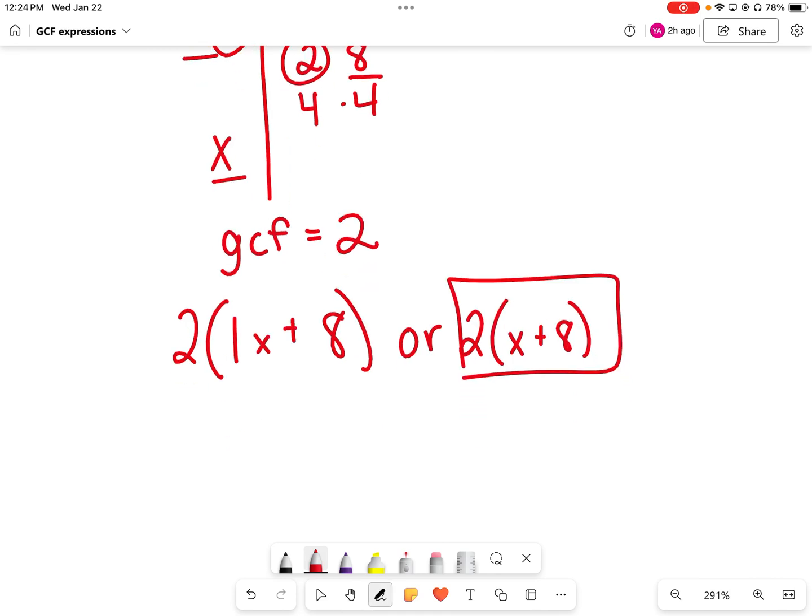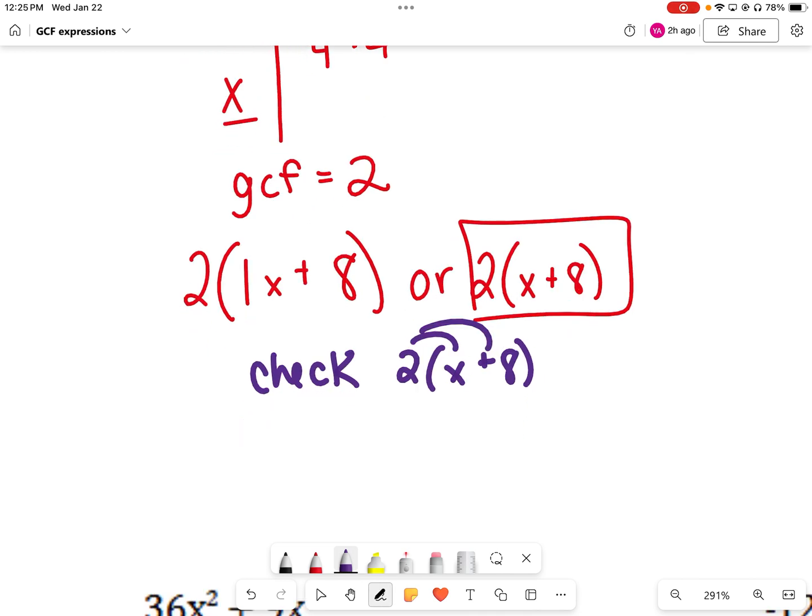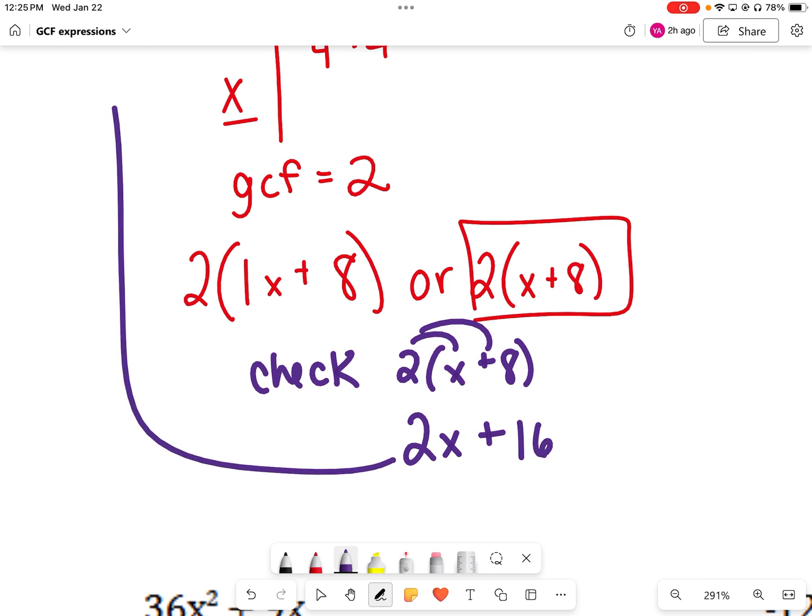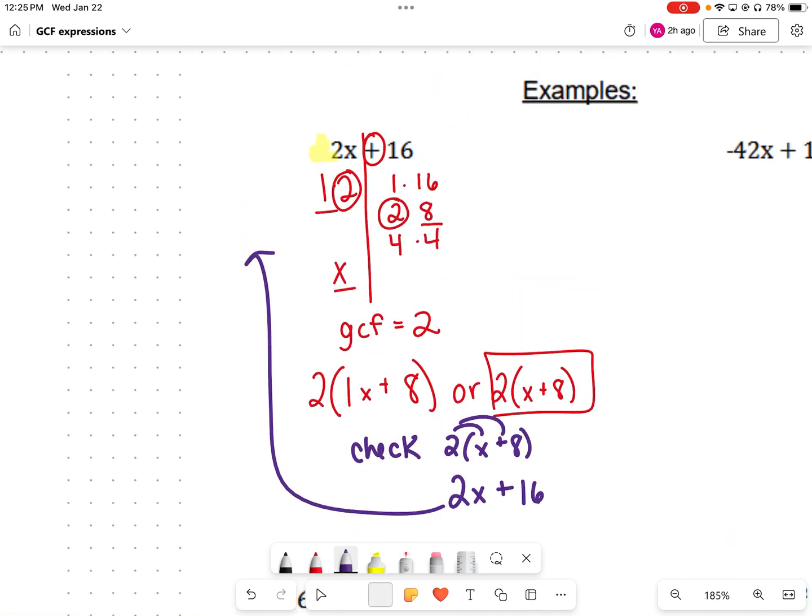I'm going to show you how to check your work. I'm going to do it in a different color. To check your work, instead of factoring, the opposite of factoring is distributing. Multiply 2 times x plus 8, and we're going to distribute. That would be 2x, 2 times x, and then 2 times 8. 2 times 8 is 16. And that is what we were originally given. So we're able to check that it is correct.